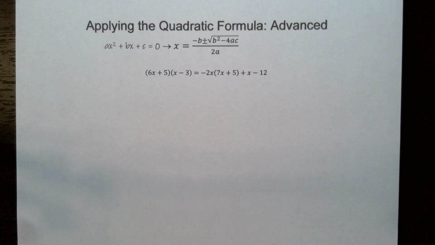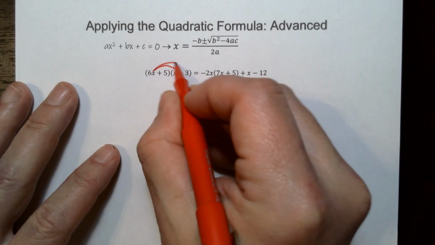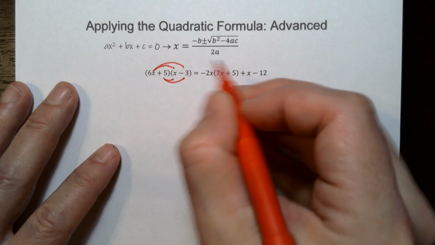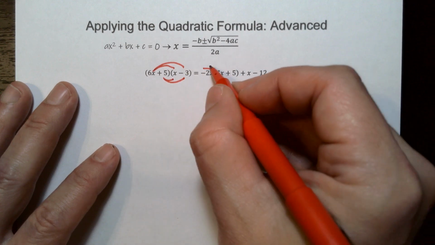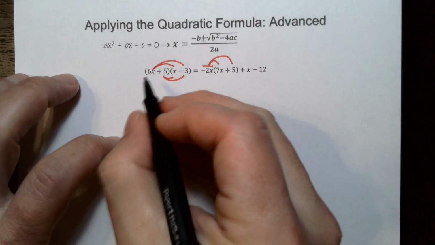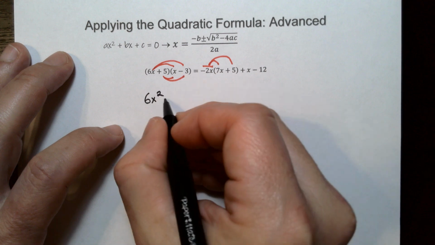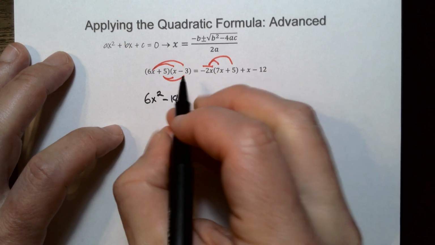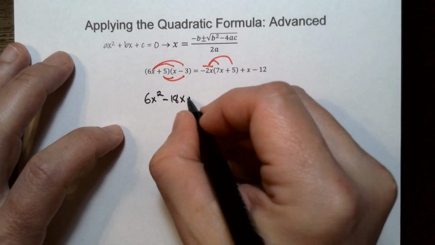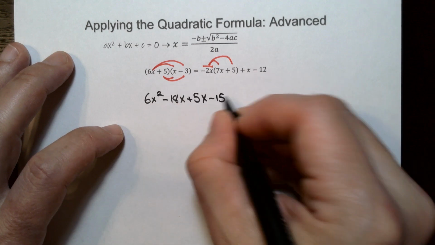Okay, on this one, this looks like a lot of distribution first before we can start the problem. So first we got these two parentheses, so the 6x will go to both, and then the 5 will go to both. On this one, it's the negative 2x that will go to both. Okay, so let's do that. So 6x times x is 6x squared. 6x times negative 3 is negative 18x. 5 times x is 5x. And 5 times negative 3 is negative 15.